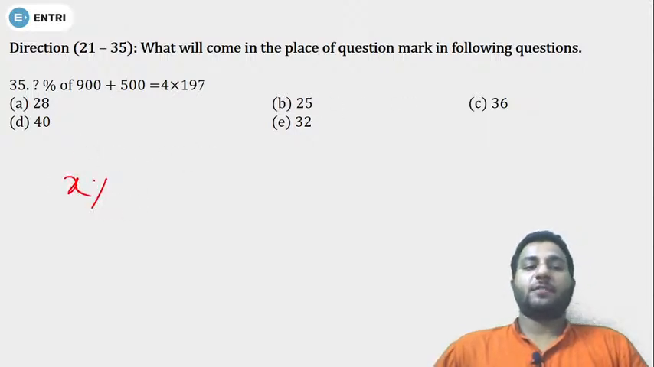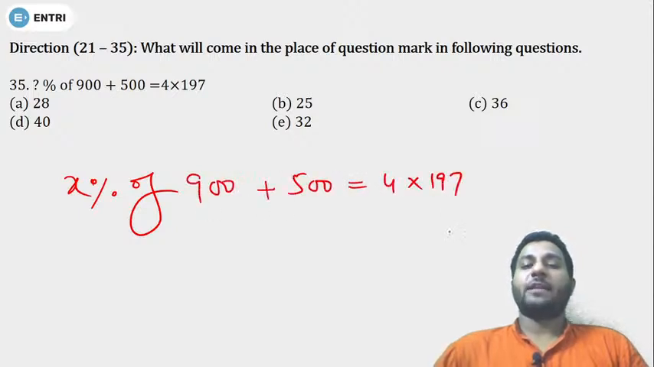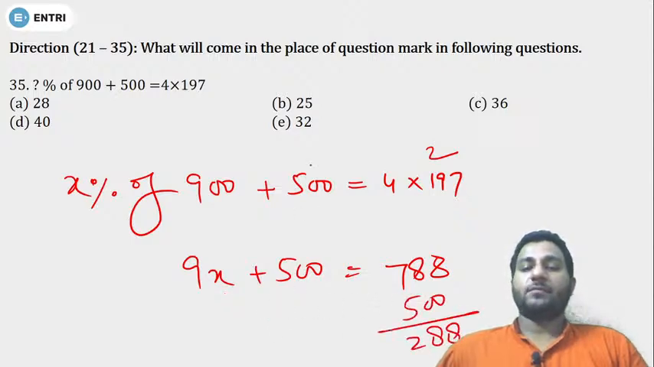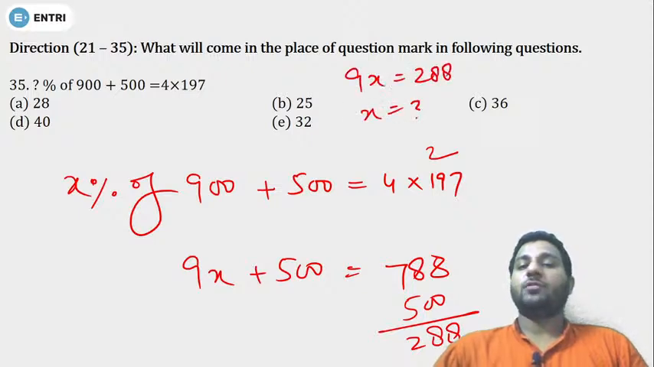X percent of 900, today's last question, plus 500, 4 into 197. So look at this, 9x will be there plus 500 is equal to 4 7s are 28, 4 9s are 36, 788. So once you subtract 500, it will be 288. So if you put 9x equal to 288, then the value of x is 32, that will be the answer.